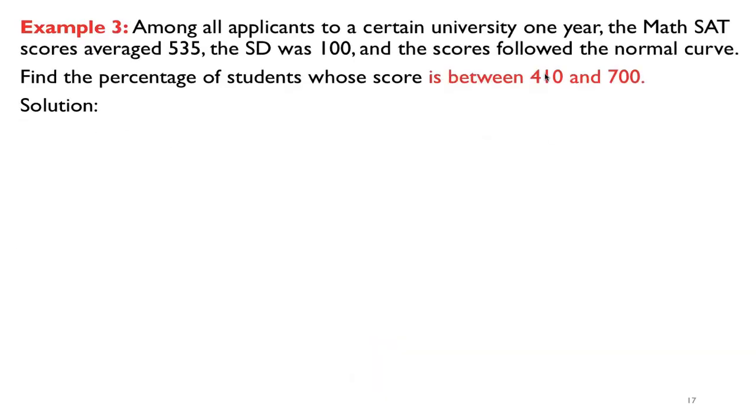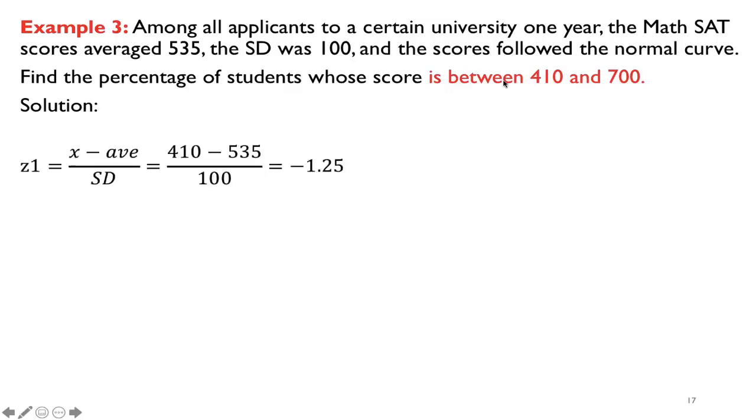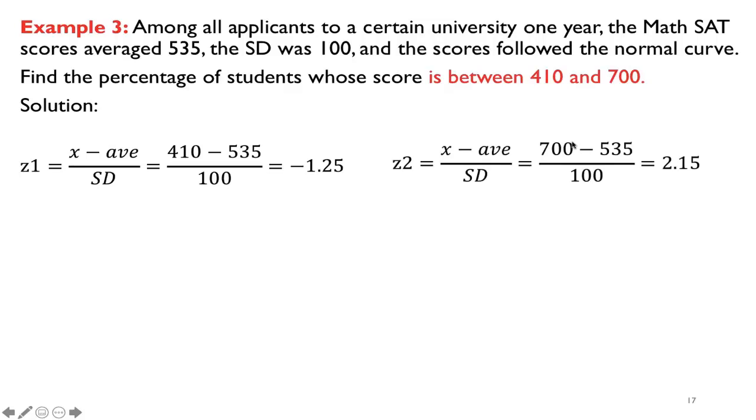And then another problem is, what if I want to know the percentage or the probability that people have scored between two numbers, maybe between 410 and 700? Then there's another trick for that. So we convert both of these scores into z-scores. So 410 minus 535 divided by 100 is negative 1.25. Z2, the 700, corresponds to 2.15. So 410 is the same thing as negative 1.25 SD to the left of the average, and 700 is 2.15 to the right.